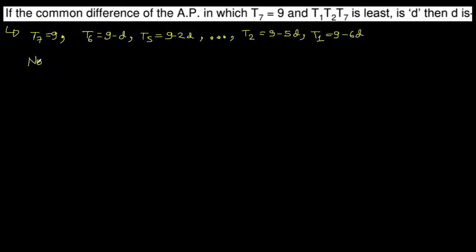Now T1, T2, T7. T1 is 9 minus 6D, T2 is 9 minus 5D.